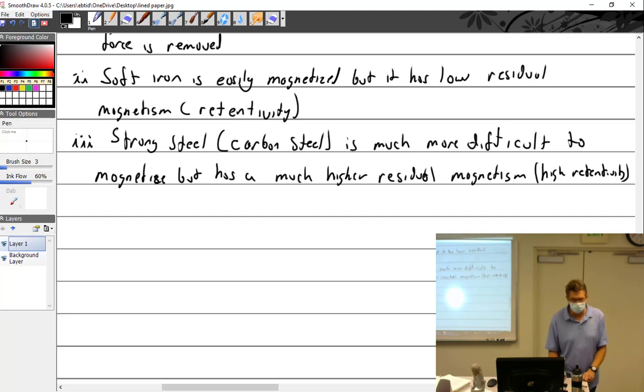So we have to understand that we want it to be magnetized, we want it to stay magnetized, which means that they had to think about how they were going to make this and what it's going to be made out of. You have to have the magnet on, then off, then on, then off. So that was a consideration.